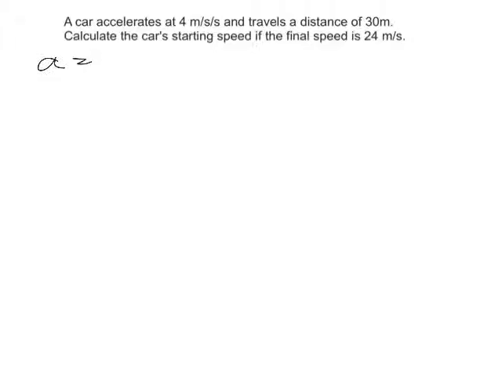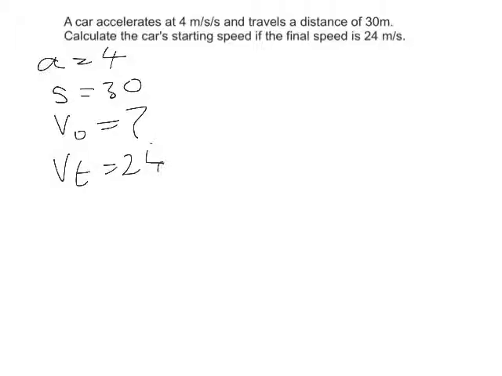A is 4. Distance is actually a displacement, S, not a speed, 30 metres. The car's starting speed we're trying to find out, so V0 we don't know. And the final speed is 24, that's VT. So you need to choose the equation from your list that actually involves those. So it's the one without time in it, so you'd be doing VT squared equals V0 squared plus 2AS.